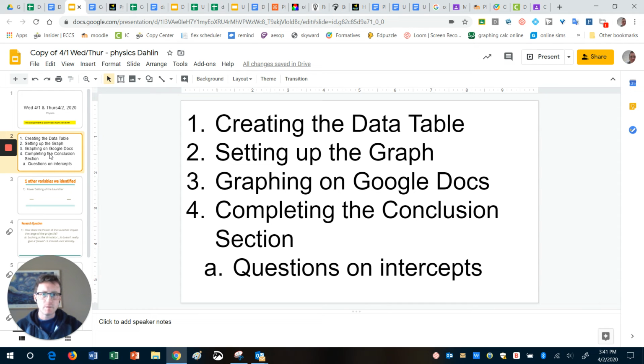Graphing on Google Docs. Okay. I just did it with dots using my data points.